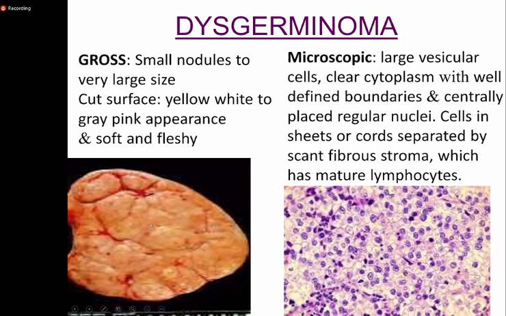It's often soft and fleshy, and the reason why it's soft and fleshy is really because of the microscopic makeup of this tumor. It's a very cellular tumor, with very large vesicular cells with abundant clear cytoplasm, well-defined borders, centrally placed regular nuclei, and the cells are arranged in sheets and cords with very scanty fibrous tissue stroma in between. And there are often lots of mature lymphocytes in this tumor.